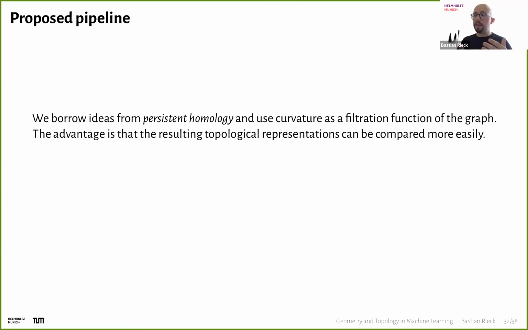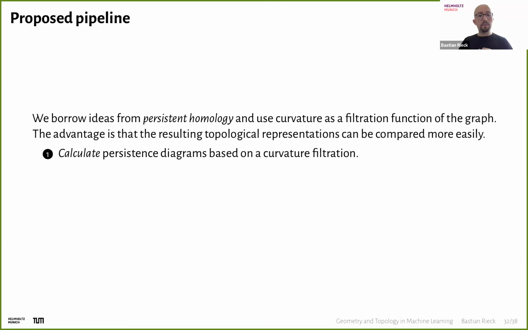The only difference is that the scales that we look at are now dictated by the curvature function, but we can still look at all the topological features that occur in graphs. And in fact, this setting will make it even easier to do this, which we will see in a second. So we take our persistence diagrams that we calculate based on this curvature filtration. So we get topological descriptors based on curvature.